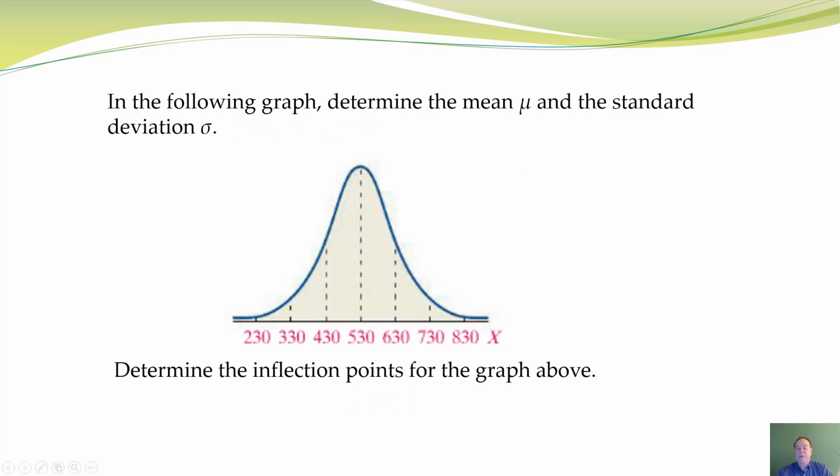Now, what about this one? What would the mean be? Well, the mean would be 530. Standard deviation from 530 to 630, from 630 to 730, 730 to 830. The difference is always 100, so the standard deviation is 100. And the inflection points for this graph would be at 430 and 630. 1 standard deviation to the left of the mean, 1 standard deviation to the right.